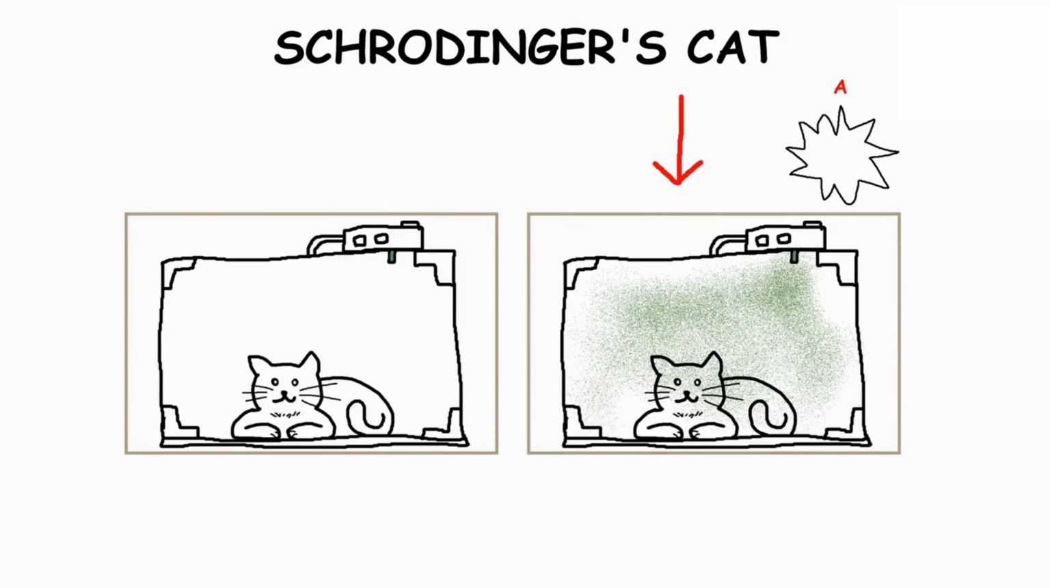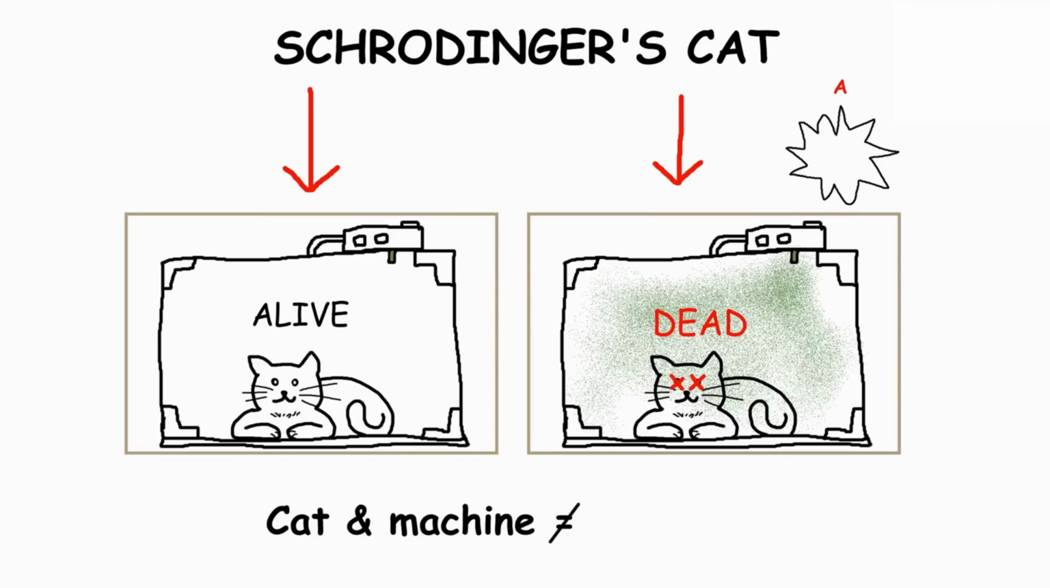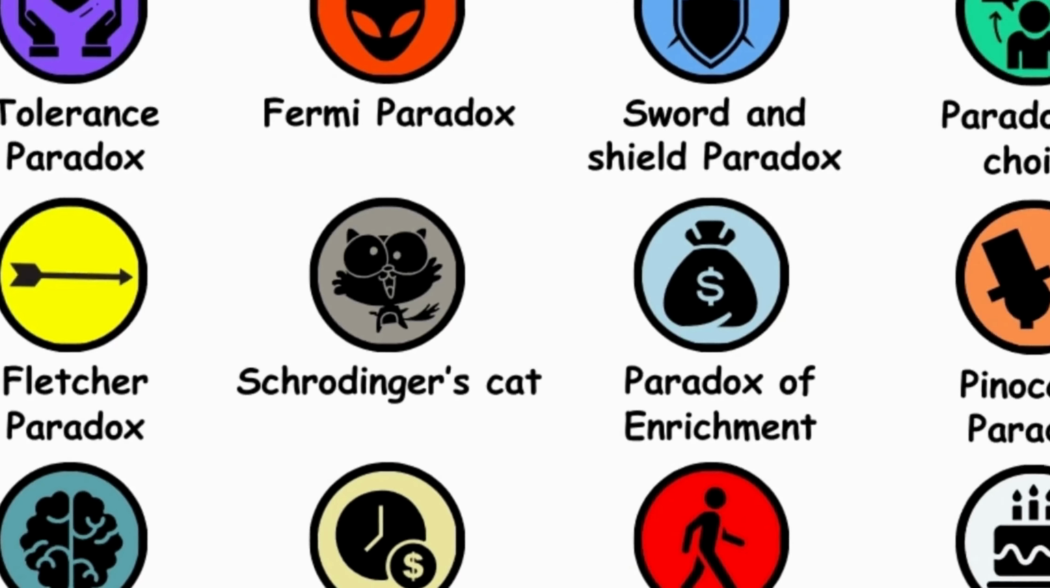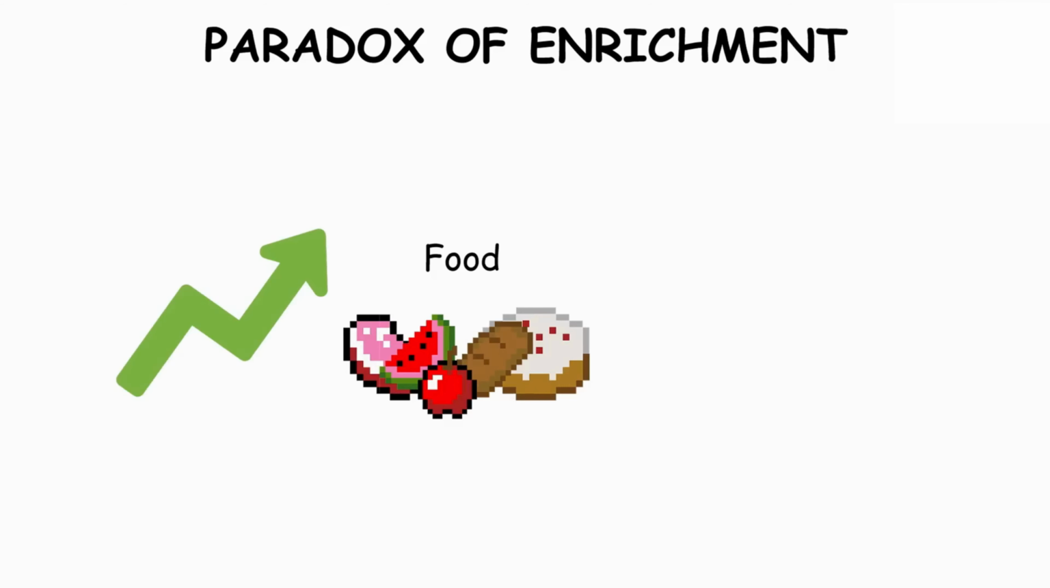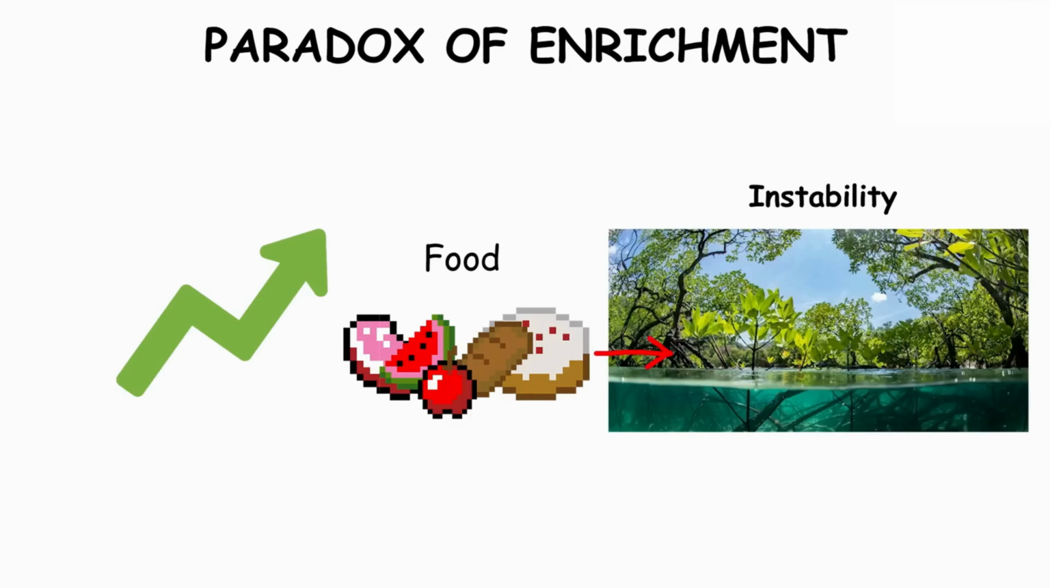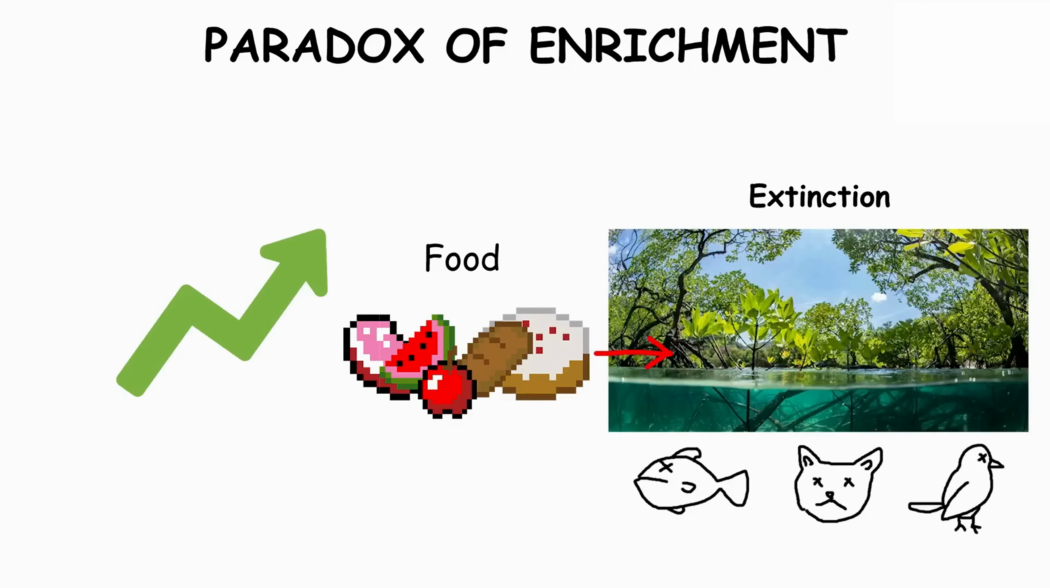Until observed, the machine would simultaneously release the poison and not release the poison. This means that, until observed, the cat would be both alive and dead. This would obviously work only if we don't consider the cat or the machine as observers. Paradox of enrichment. Increasing the food available to an ecosystem may lead to instability and even to extinction.